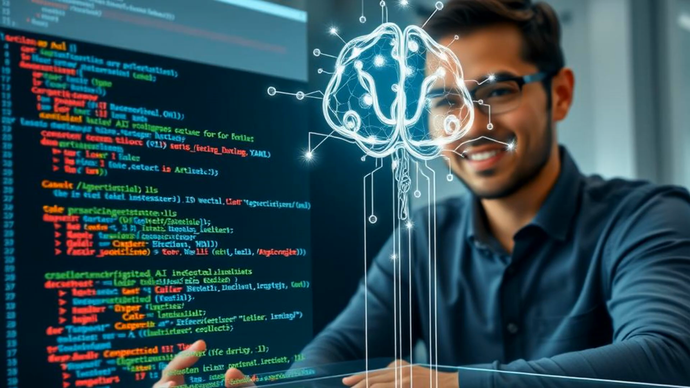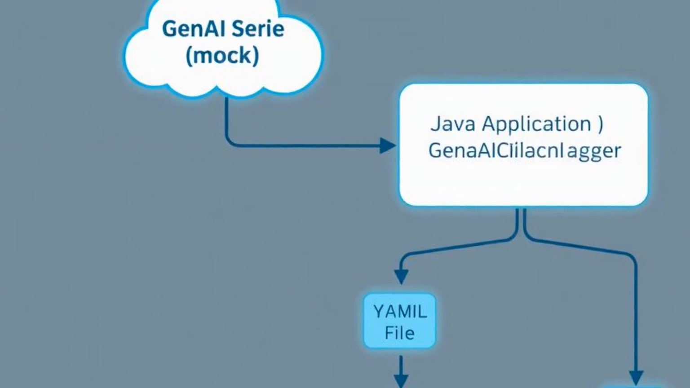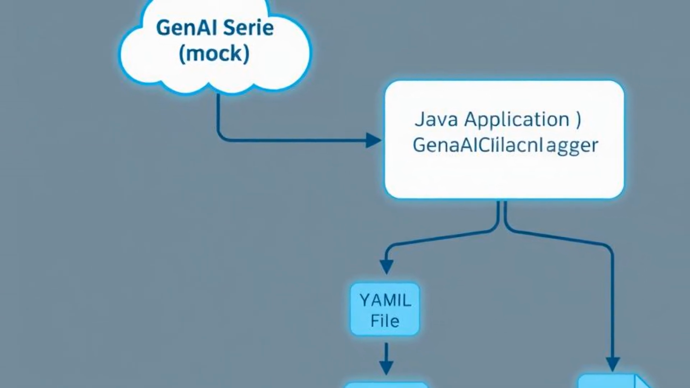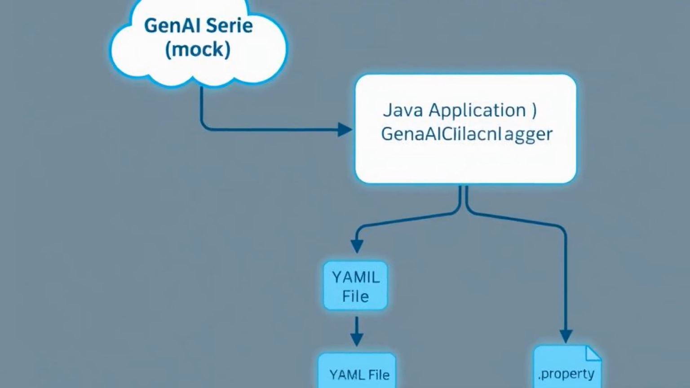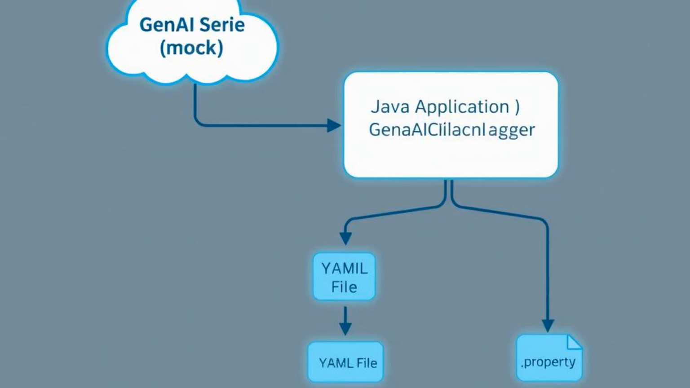So, how do we tackle this configuration complexity? The answer lies in leveraging the intelligence of generative AI. Imagine GenAI not just as a code generator, but as your super smart co-pilot for configuration management. This isn't about AI replacing developers. It's about AI augmenting our capabilities, handling the grunt work and letting us focus on higher value tasks.